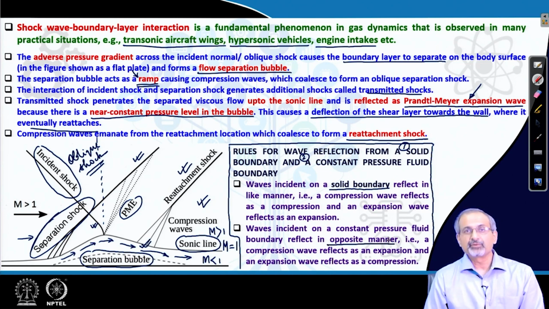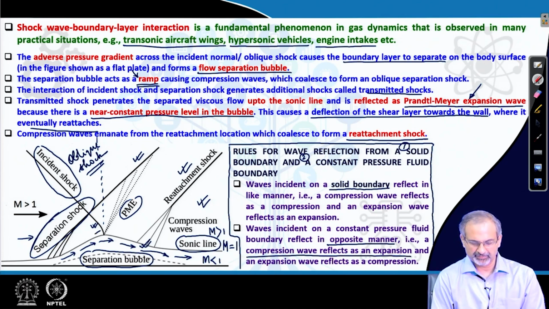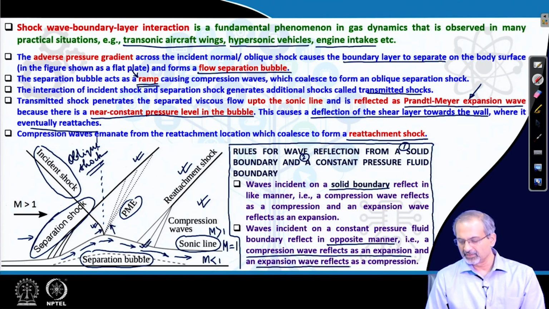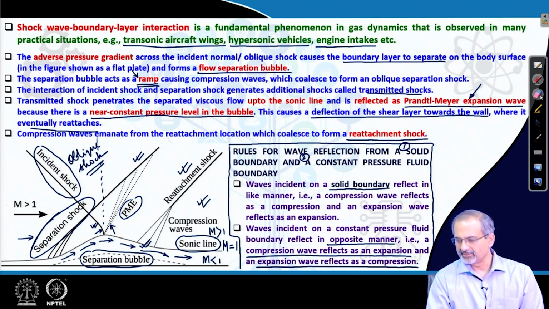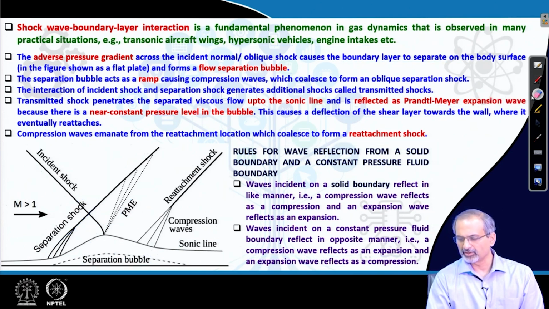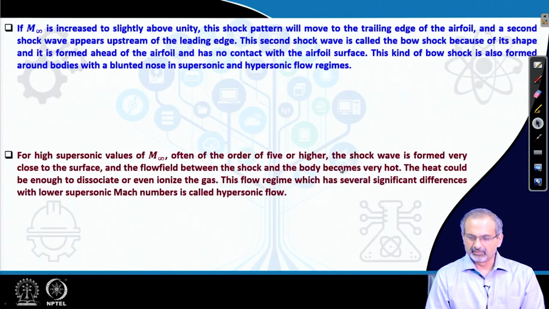It produces a wave of opposite nature. So, a compression wave reflects as an expansion, that is what is happening over here. A compression wave coming in here reflecting back as an expansion wave. While if there is an expansion wave impinging on a constant pressure boundary, it will reflect as a compression. So, please take note of these rules. We are not trying to prove them here, but we are accepting them as facts. Let us move on further.